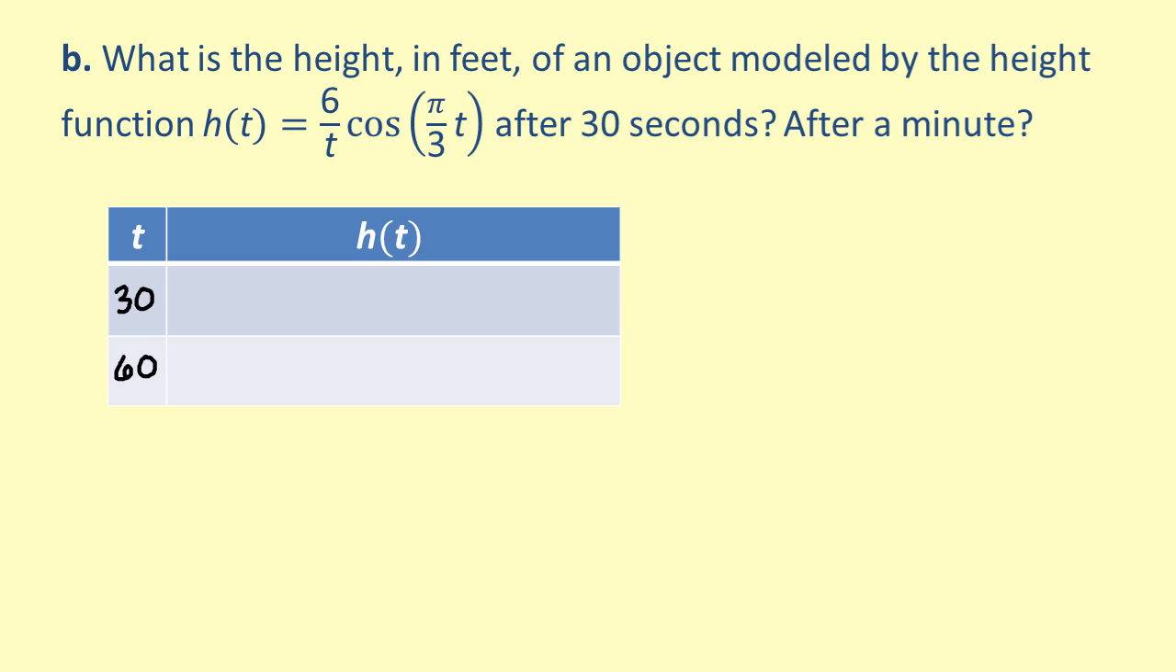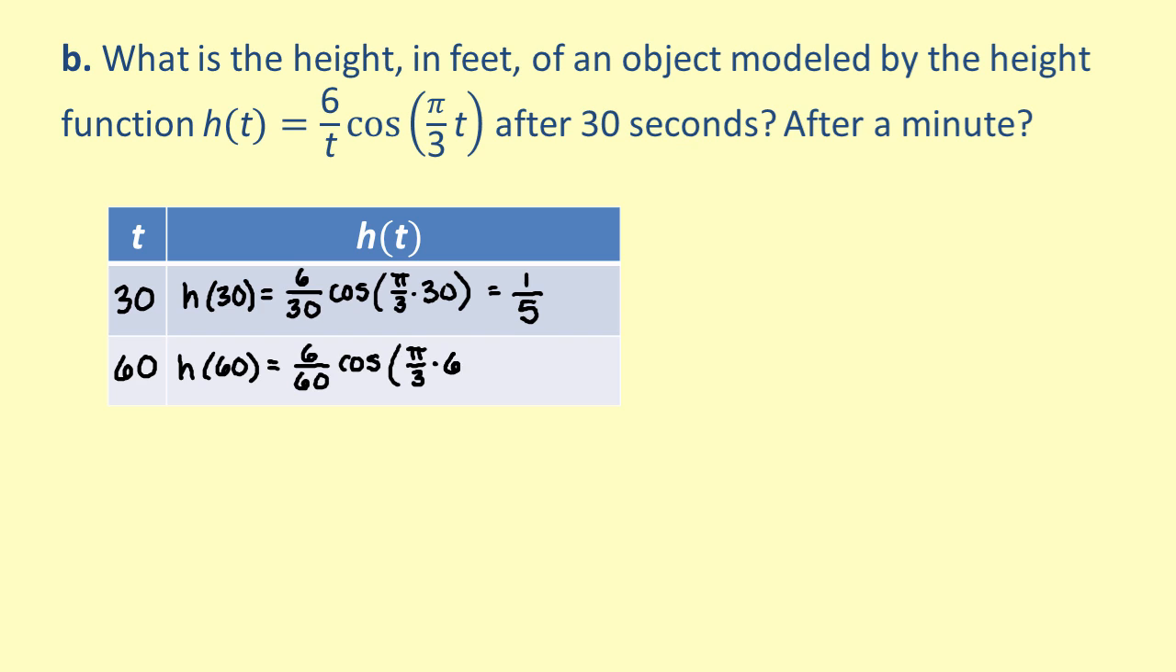Substitute 30 for t into the function and evaluate carefully. This gives us h of 30 equals 6 over 30 times the cosine of pi over 3 times 30, which is 1/5. Thus, the object modeled by the height function is 1/5 of a foot in the air at 30 seconds. Next, substitute 60 for t into the function and evaluate similarly. We have h of 60 equals 6 over 60 times the cosine of pi over 3 times 60, which equals 1/10. Thus, the object modeled by the height function is 1/10 of a foot off the ground at 60 seconds.